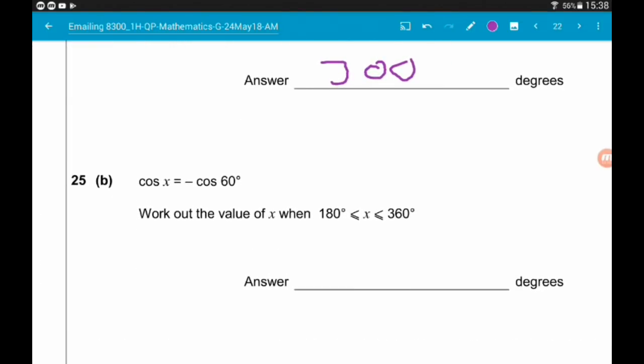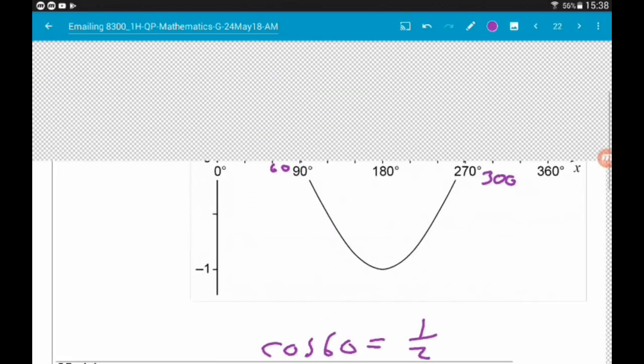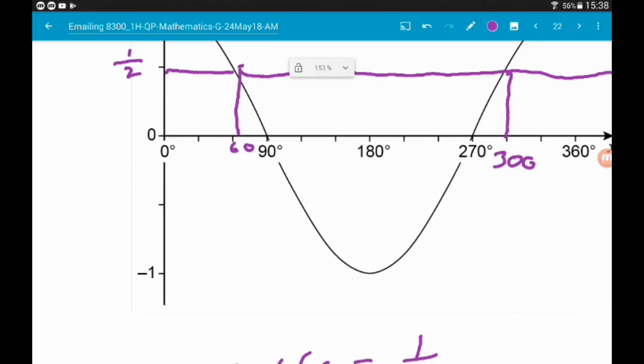Part B says cos of x is equal to minus cos of 60. So minus cos of 60, this time, is going to be minus 1/2. We want to work out the value of x when x is between 180 and 360. So this time, we're going to draw a line going across from minus 1/2.